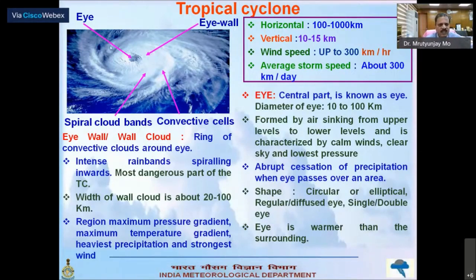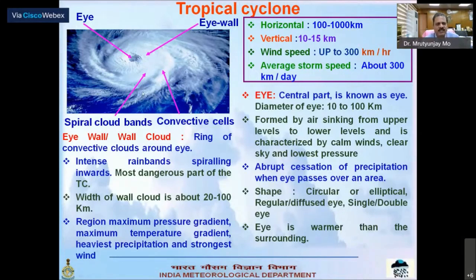Then, just like the coiling or spiraling of notebooks for students, the cloud mass spirals from outside towards the center. This is one spiral coming from outside and going towards the center. This is another spiral coming from outside going towards the center. These are called the spiral bands. These spiral bands are also dangerous, as rainfall and winds occur. But as you go away from the center along the spiral band, the convective cloud gradually decreases and the rainfall decreases. Towards the center along the spiral band, you will have higher rainfall and higher wind. As you go away from the center, the rainfall and wind decrease.